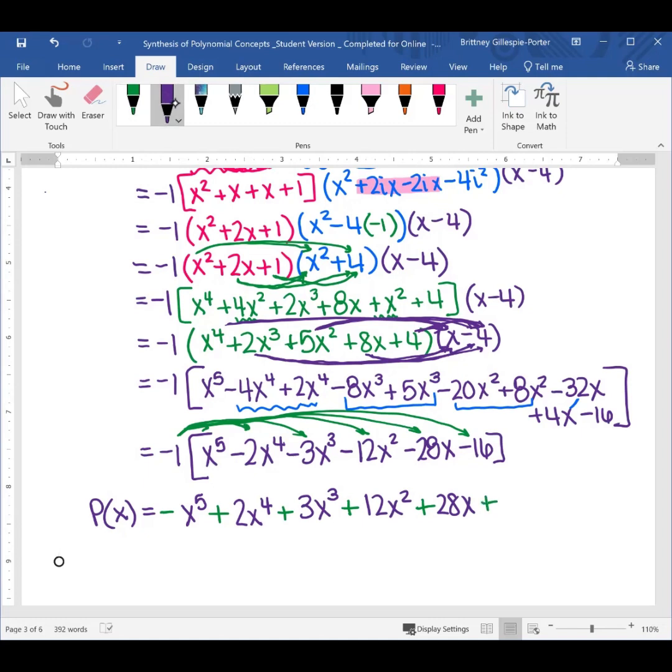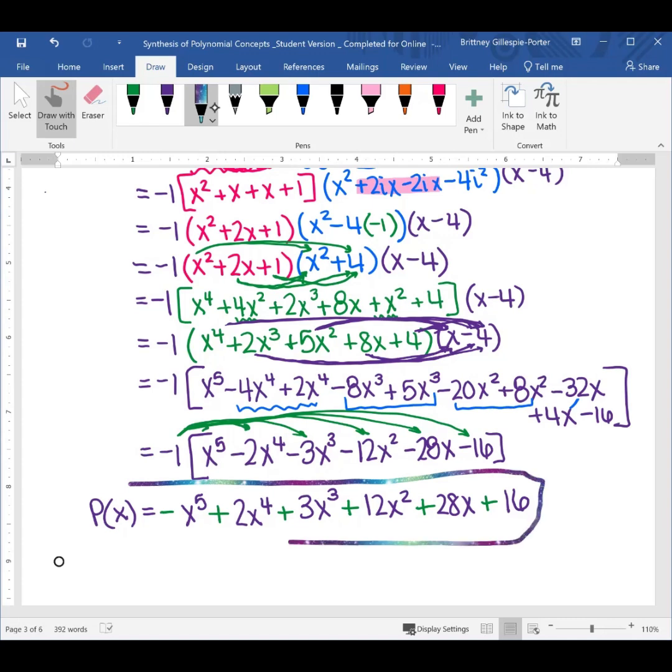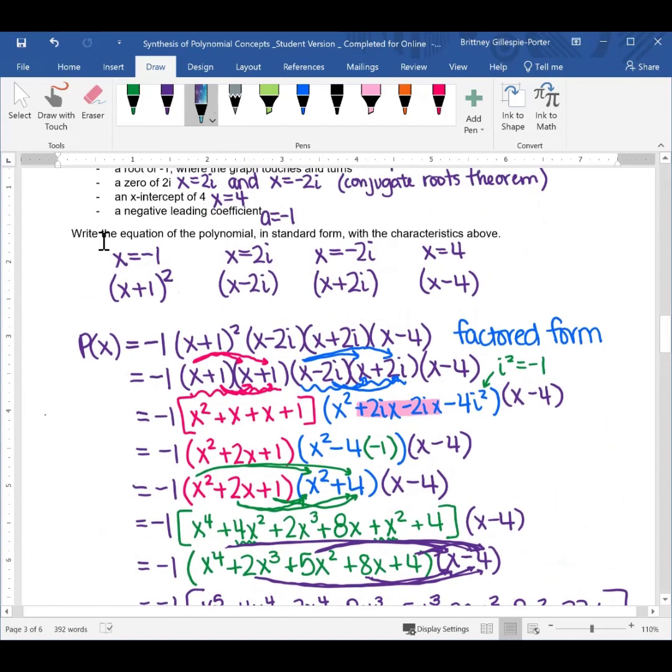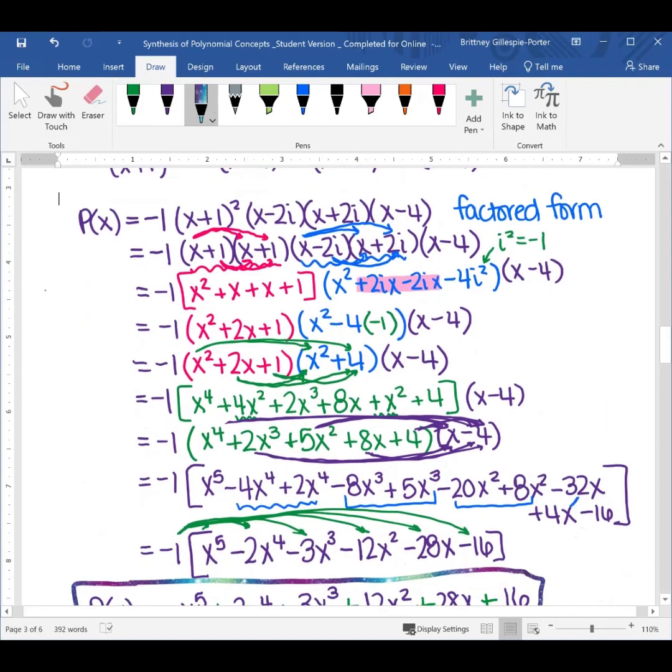plus 16. Okay. So we have a fifth degree polynomial because in standard form, the highest exponent is 5. And it does have a negative leading coefficient, which was required. And if we look back at the very beginning of this problem, notice that we did have 5 as our degree because 2 plus 1 plus 1 plus 1 gets us 5.